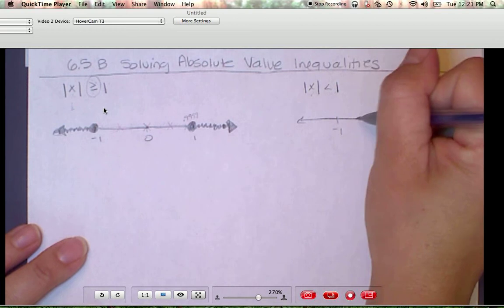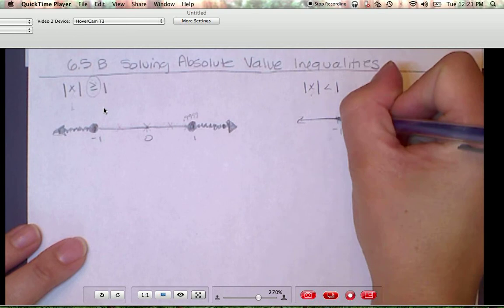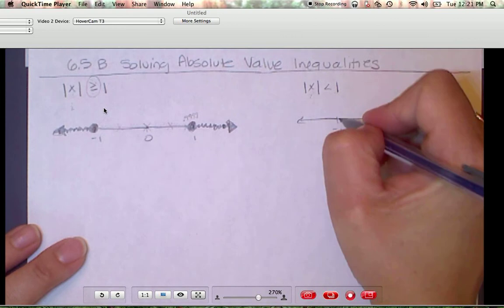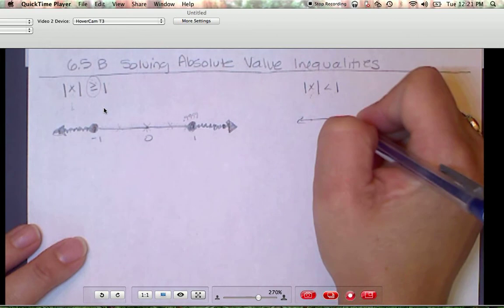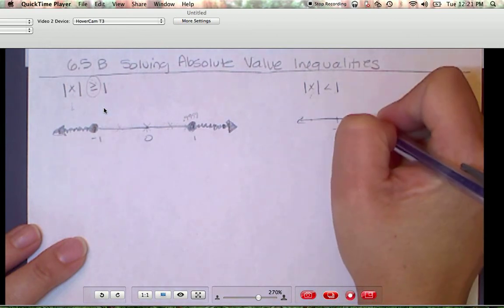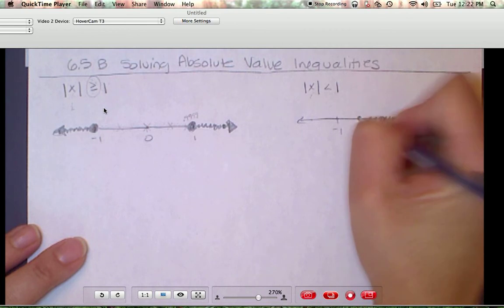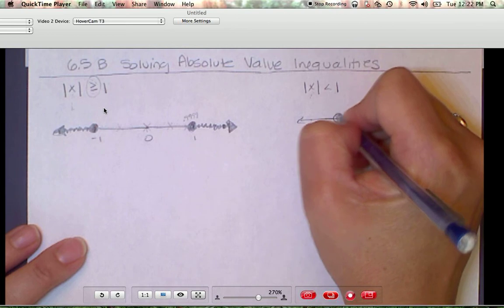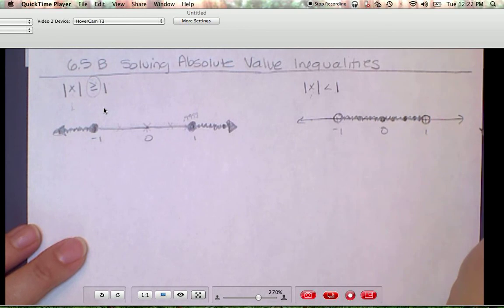We can also check the negatives. The absolute value of negative 1 is 1, which is not less than 1. So negative 1 is still not going to work. Negative 2 will not work. But in here, the absolute value of negative 1/2 would be 1/2, and that is less than 1. So these will work, and any of these numbers. So it's going to look the same as this, mirrored to the other side. Negative 1 won't work, but all the numbers down to negative 1 will work.